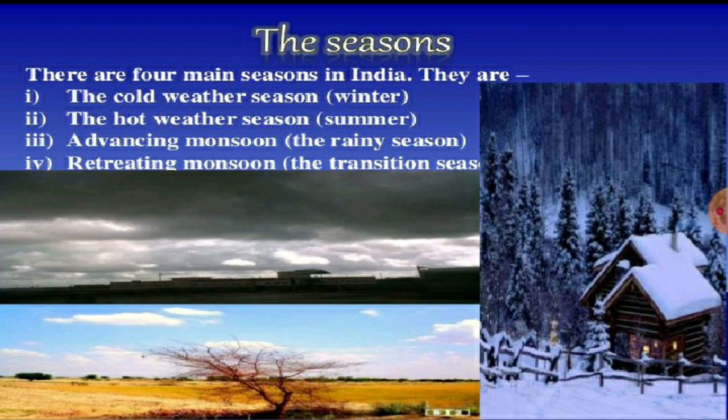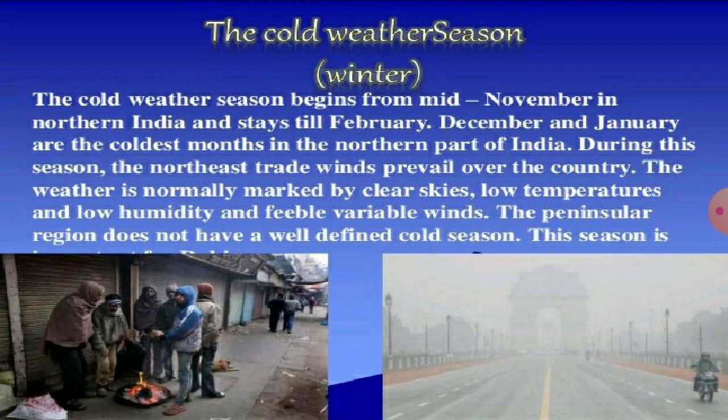There are 4 main seasons in India. They are the cold weather season, you call it winter, the hot weather season, that is summer, advancing monsoon, that is rainy season, and retreating monsoon, that is transition season, means withdrawal of the monsoon. So, let us first of all discuss the cold weather season.